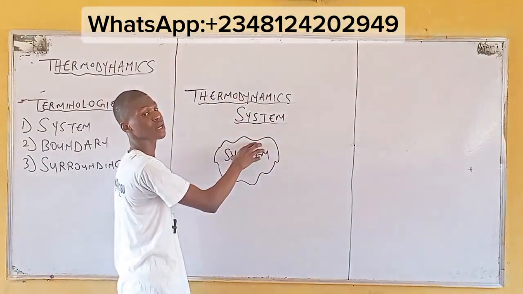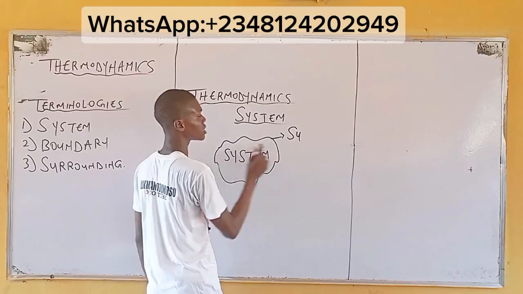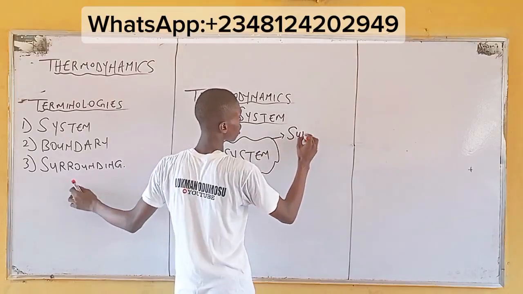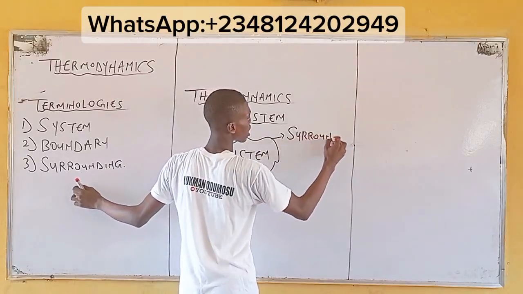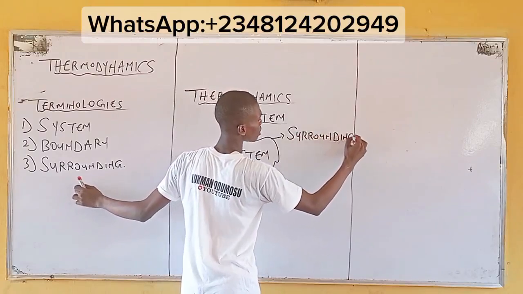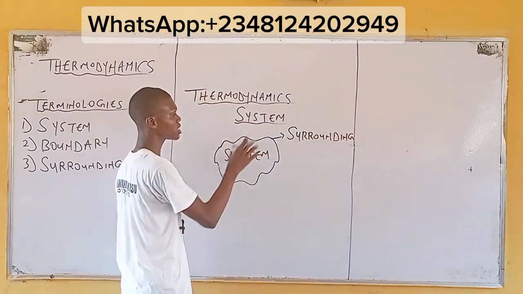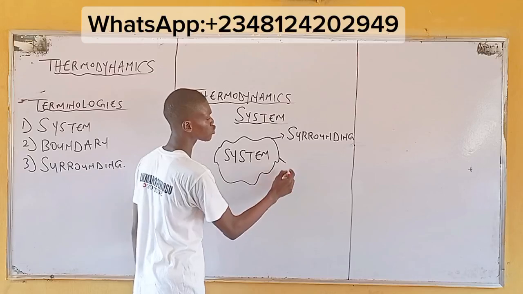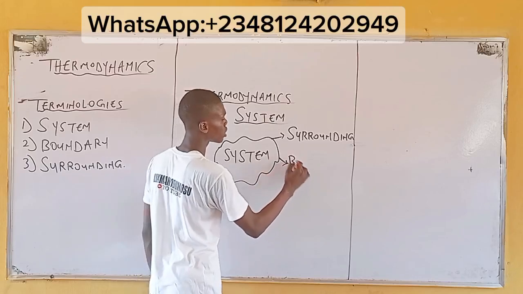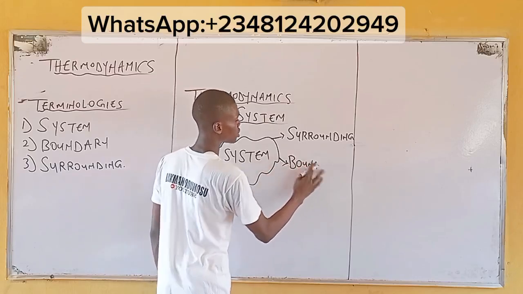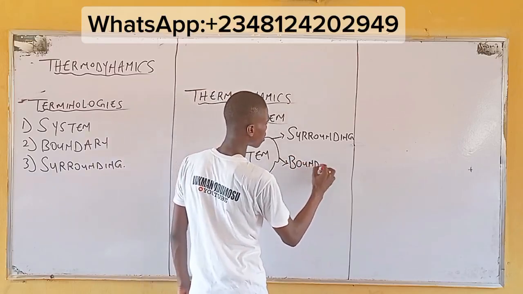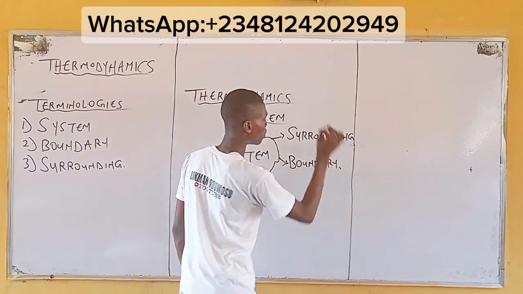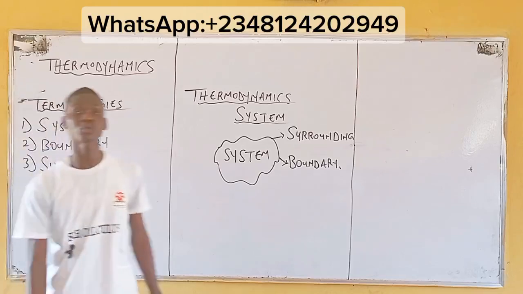Meaning this is my system. If this is my system, outside my system, it is the surroundings. The difference between this system and surrounding, meaning this closed cup, it is what we call boundary. Any question before we proceed?